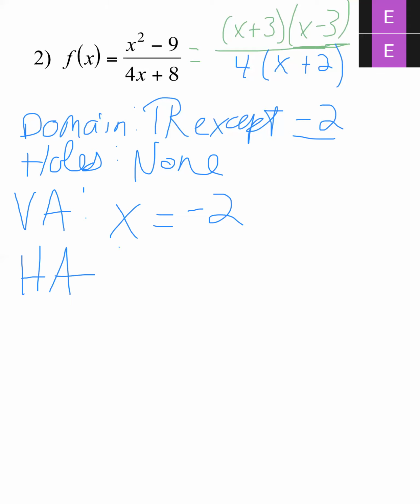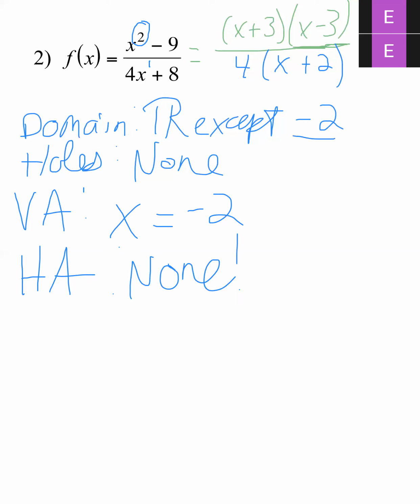So let's see, this is where we have to go to the original and we look at the degrees. In this case, I have 2 for my degree in the numerator, and in the denominator, it's just a 1, right? So that's the first degree. The degree of the numerator is greater than the degree of the denominator. So I refer to my note sheet. If the degree of the numerator is greater than the degree of the denominator, there is no horizontal asymptote. Okay, so I do not have one.